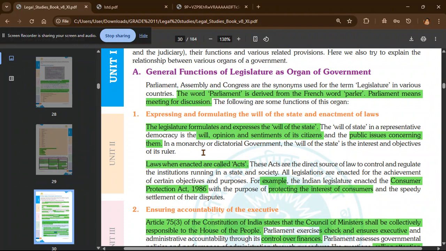The will of the state in a representative democracy is the will, opinion, and sentiments of the citizens on public issues concerning them. In a monarchy or dictatorial government, the will of the state is the interest and objectives of the ruler, not the objectives of the citizens. Laws, when enacted, are called Acts, with a capital A, for example the Consumer Protection Act of 1986.